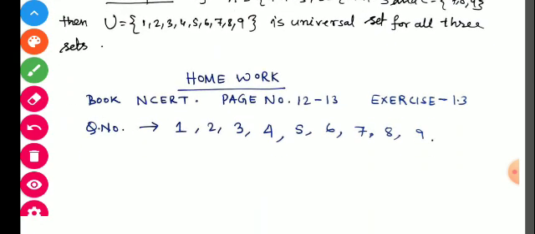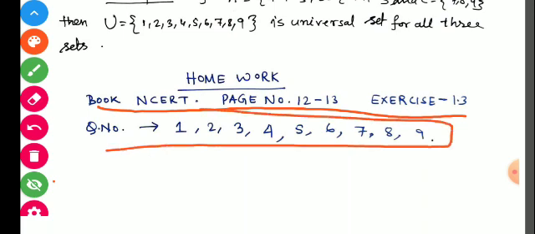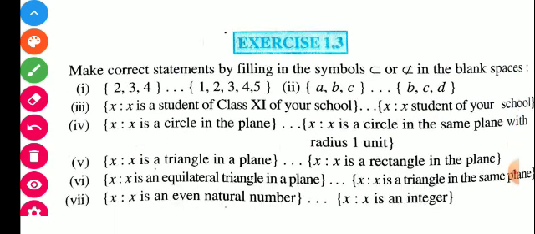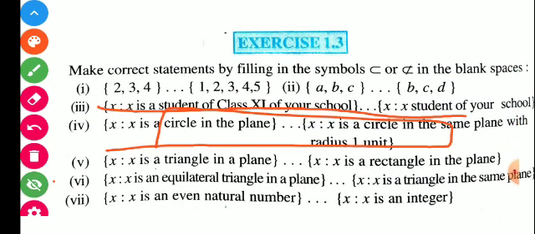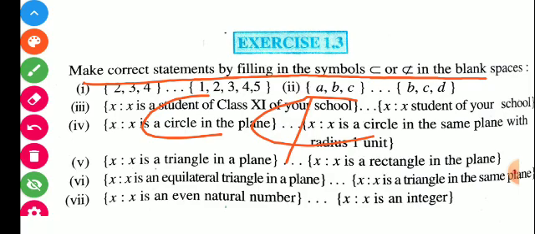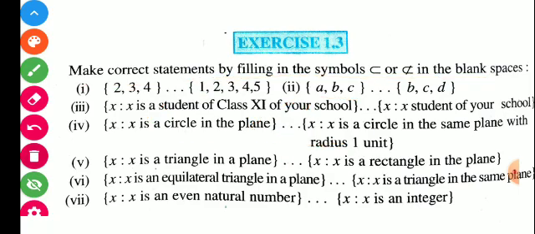Then some homework I have given from the NCERT book, page number 12 to 13, exercise 1.3. All these problems you have to solve. So let's see what problems are given. First is to make the statement correct by filling in the symbol. We have to just write whether it is a subset or not. Here this one will be a subset.